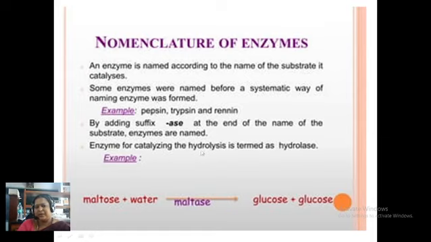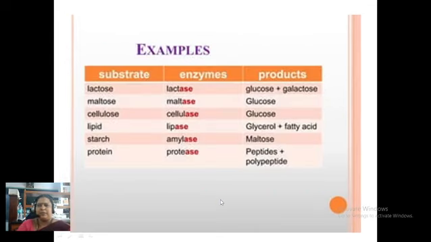An enzyme catalyzing hydrolysis is termed as hydrolase. For example, maltose and water are converted into glucose plus glucose in the presence of the enzyme maltase. These are the examples for the naming of enzymes. Lactose is the substrate, lactase is the enzyme, and the products are glucose and galactose. Maltose is the substrate, maltase is the enzyme and the product is glucose.